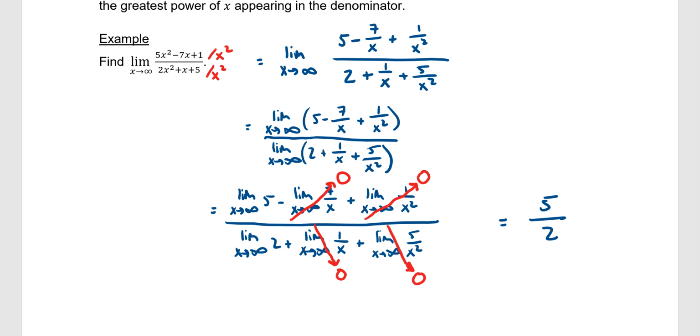So the shortcut, just like we saw above on this page, is that as long as x is approaching positive or negative infinity, and the function is a number over x to a positive exponent, it's always going to approach 0, which is great because then we're done. 5 minus 0 plus 0 over 2 plus 0 plus 0. We're left with 5 over 2 as the answer.